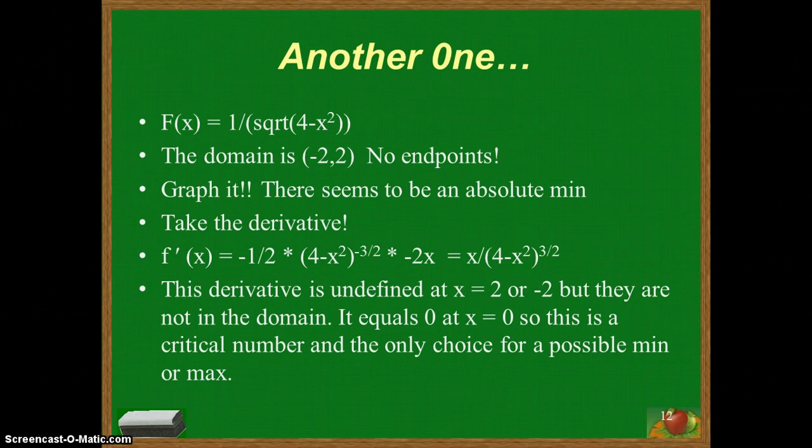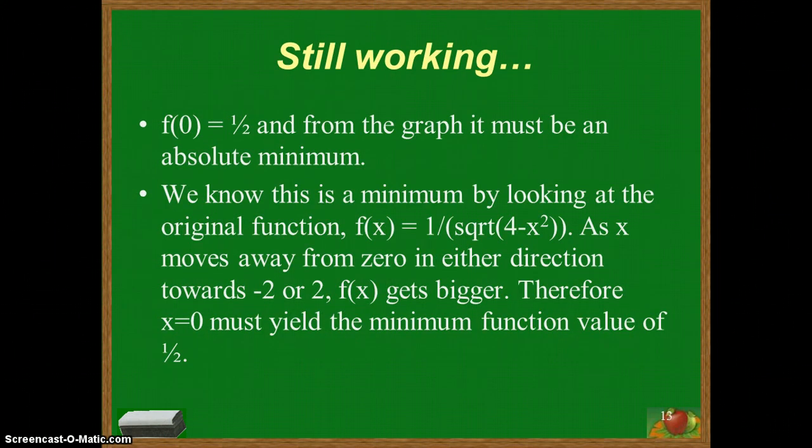So the only other thing I'd have to check is, hey, is there any value of x that will make that derivative 0? I'm glad you asked, because yes, there is. x equals 0 makes that fraction equal to 0. So x equals 0 would be a critical number and the only choice for a possible minimum or maximum. The function value at x equals 0 is 1/2, and from the graph it must be an absolute minimum.